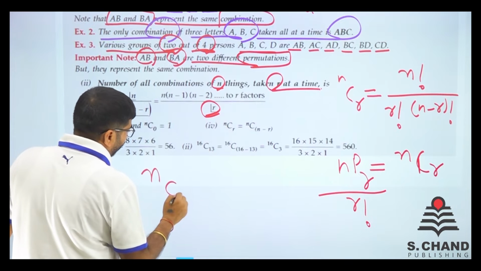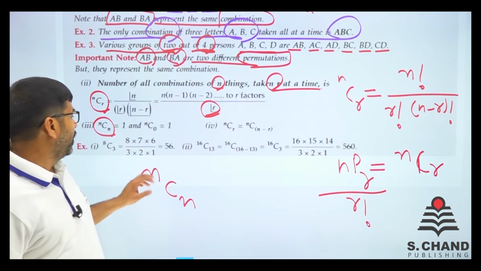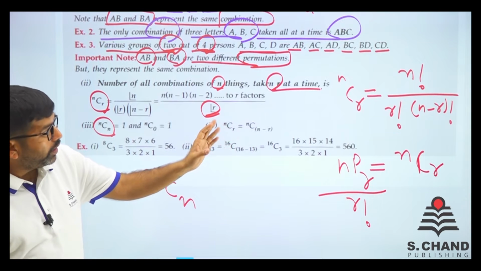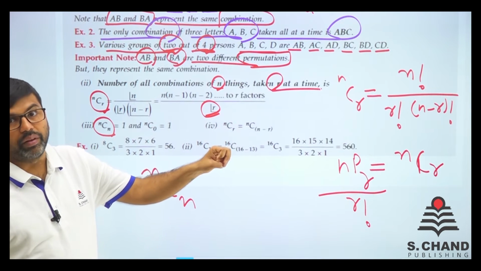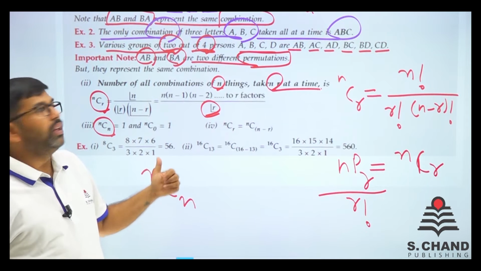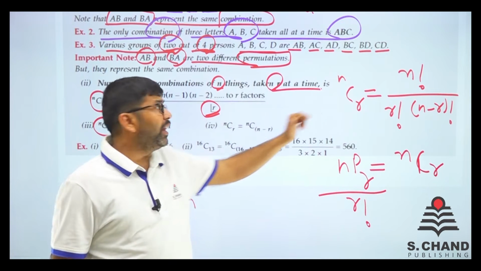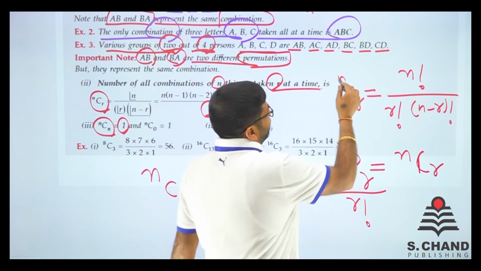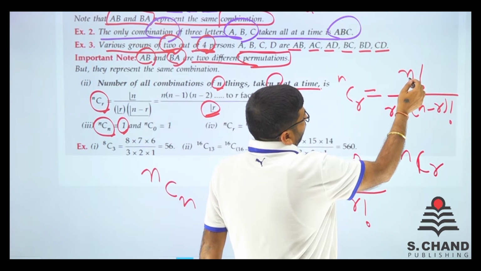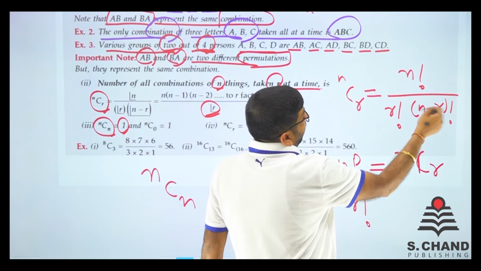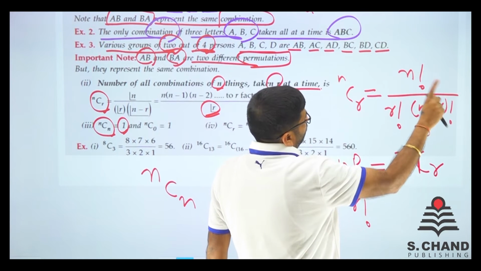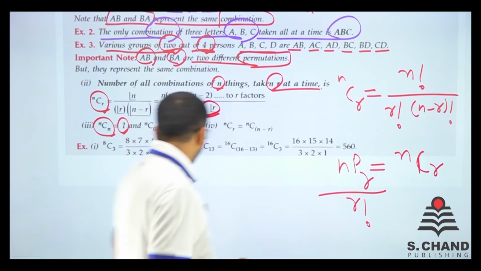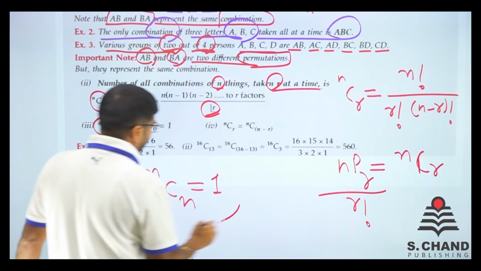nCn, if there is n over there and n over there, so what you do is n factorial divided by n factorial and then n minus n factorial. n minus n is 0, 0 factorial is 1, and n factorial by n factorial is 1. So nCn is always 1. Remember that nCn is 1.